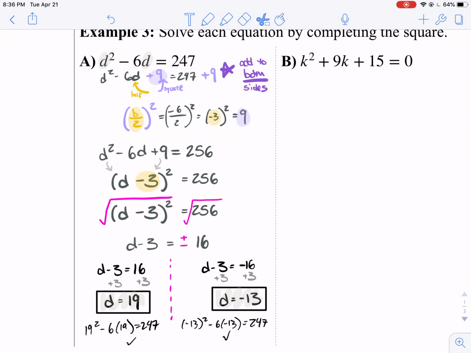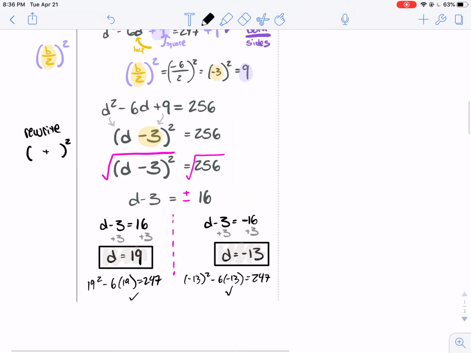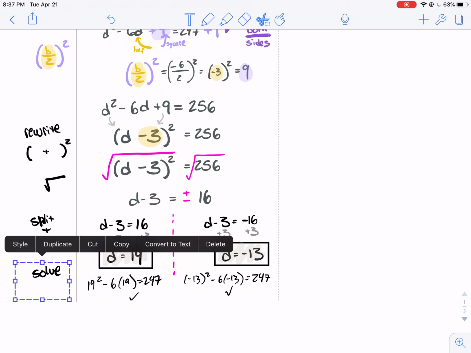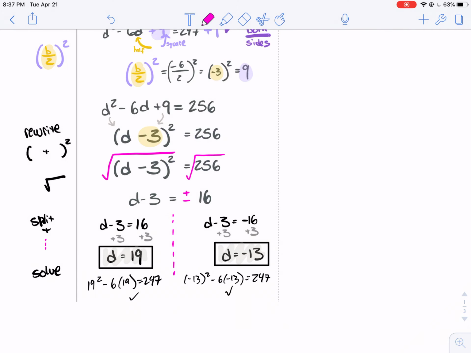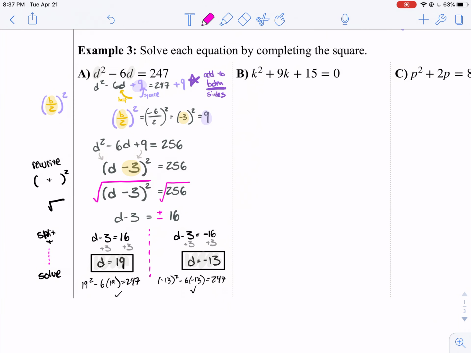And that's how to complete the square. Let's recap our steps. What did we do first? Well, first we used our b over 2 squared to complete the square. Then we rewrote as a square, and then we took the square root, and then we split and solved. Those were our steps. Now we're going to put each of those steps on each of these problems.